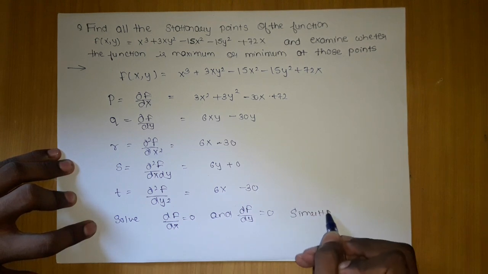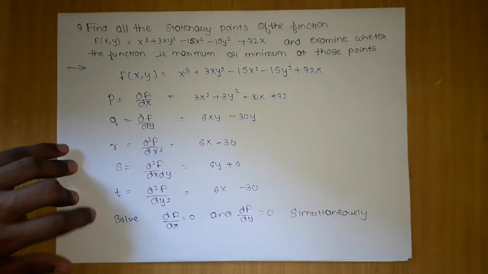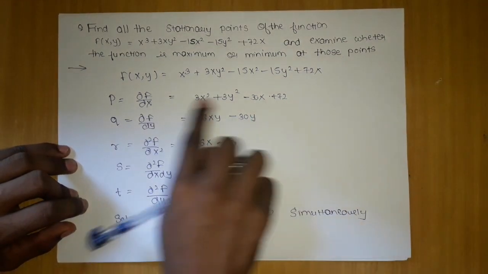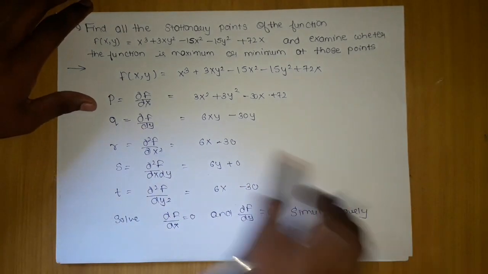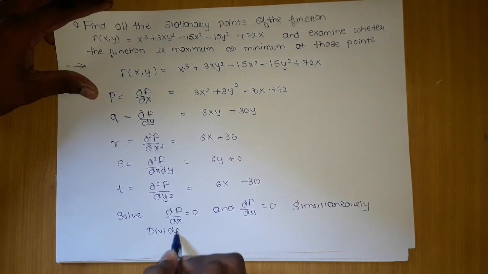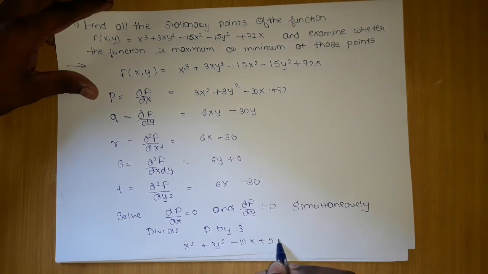Simultaneously we will solve. What we can do, we can divide p by what? P we can divide by 3. Divide p by 3, what we get? x square plus y square minus 10x plus 24 equal to 0. This is our first equation, we can say.